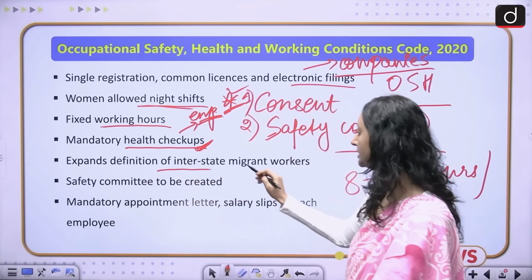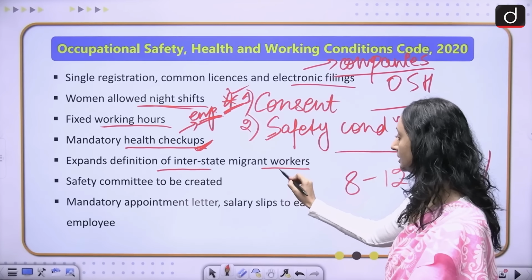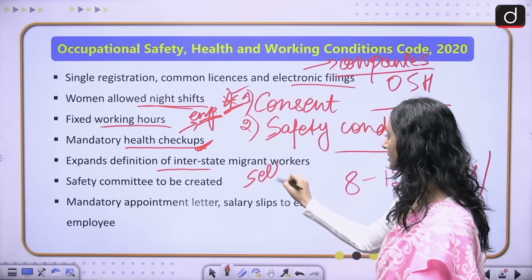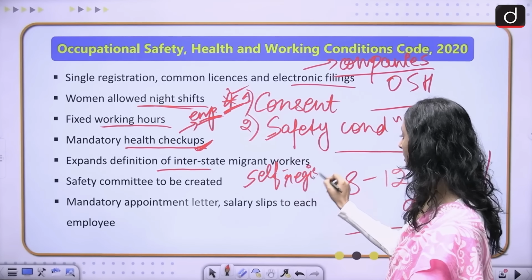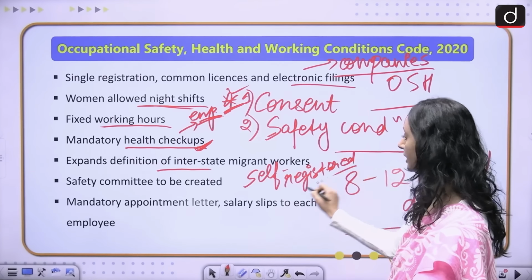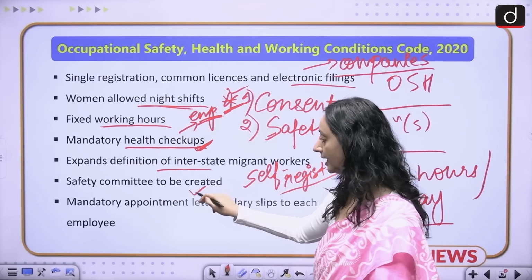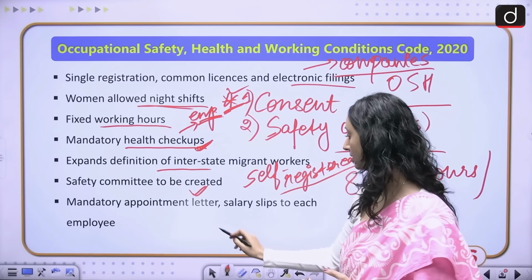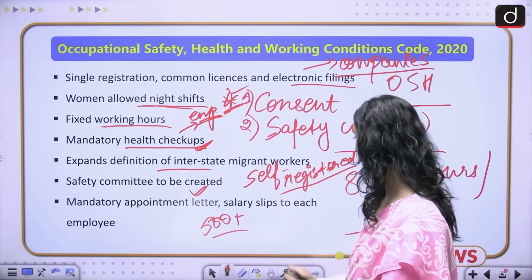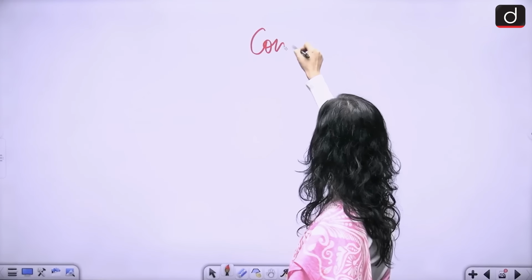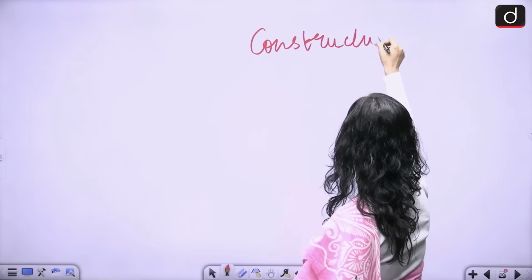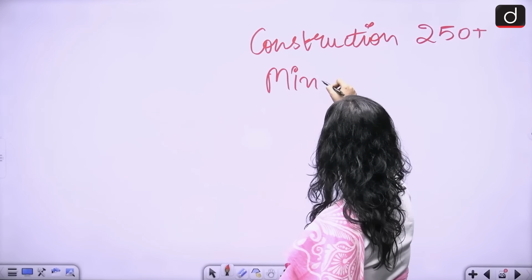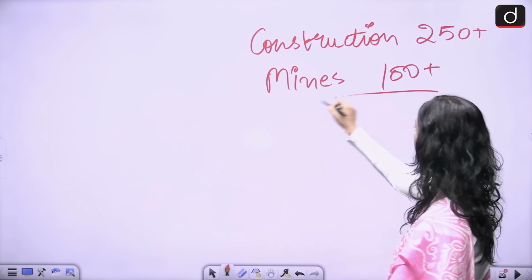Then the definition of interstate migrant workers has been expanded, because here self-registered workers will also be included. Then a safety committee has to be created for factories where 500 plus employees are working. Then construction units, if 250 plus employees are working, and mines, if 100 plus employees are working.